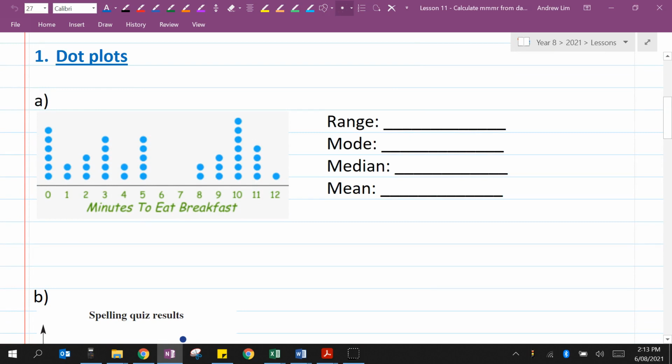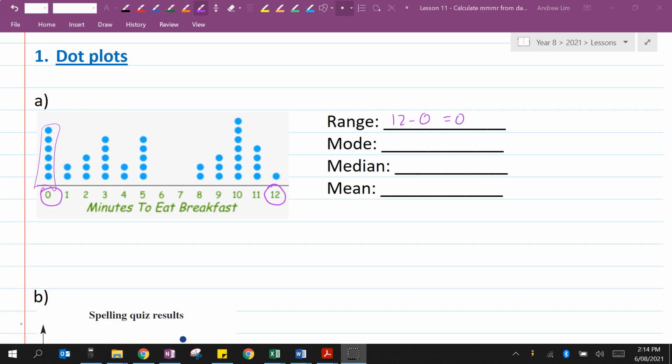Let's have a look at how to calculate the range. I find the range one of the easier things to do, as well as mode, so they're my top two, and then I like to work out the median and mean later because they're a little bit more challenging. So the range, remember, is the highest minus lowest score. According to this, one person takes 12 minutes to eat breakfast, and 1, 2, 3, 4, 5, 6 people don't even eat breakfast. So we can see here that the range is the score, 12 minus 0, which is 12.